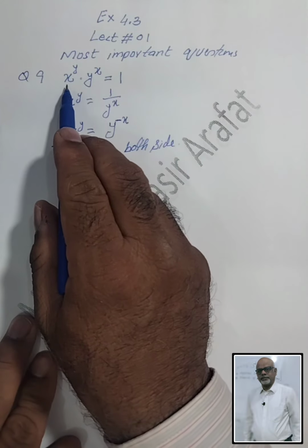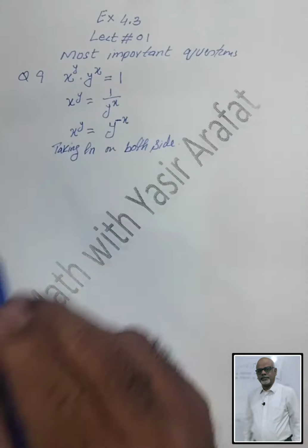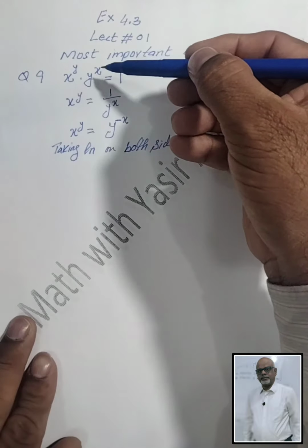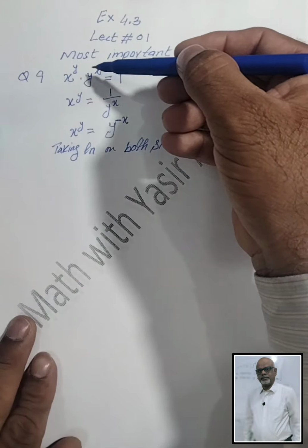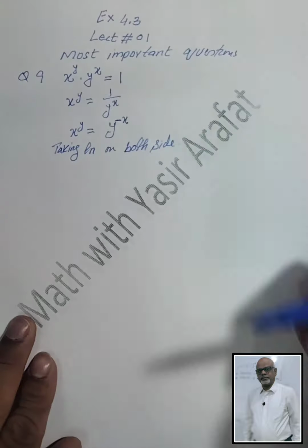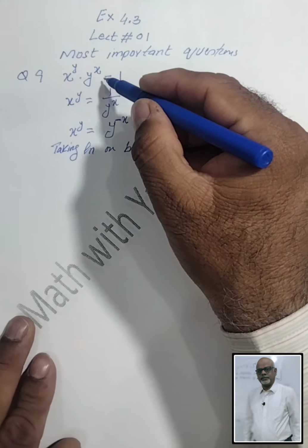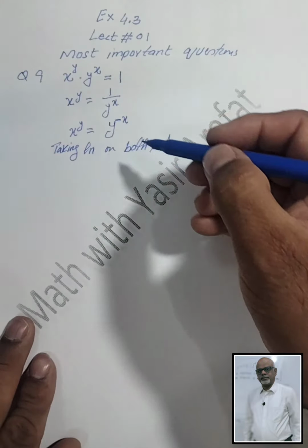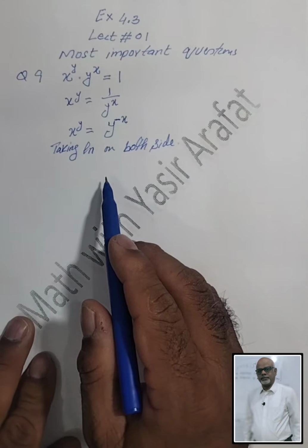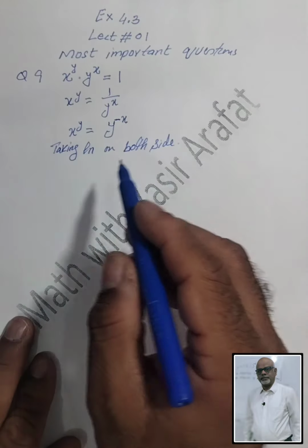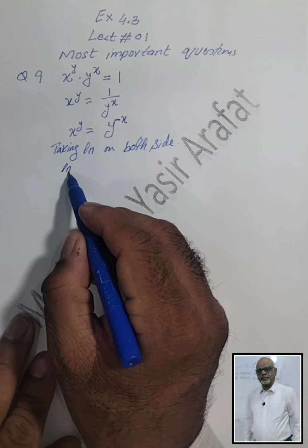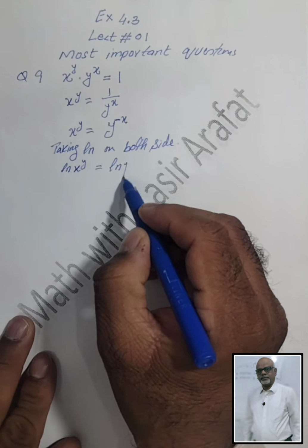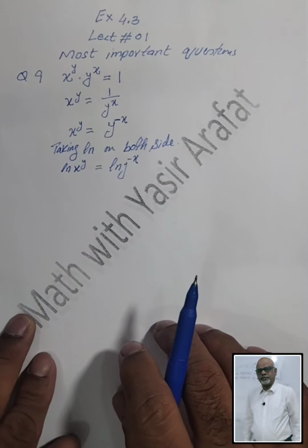Why? Again, this equation is exponential type equation. What is the exponential equation? When we have a power in the form of the variable or the function, those type of equations are called exponential type equation. And when we have to find out the derivative of exponential type equation, before finding the derivative, we have to take out the ln here on both sides. So this is ln x power y and this is ln y power minus x.